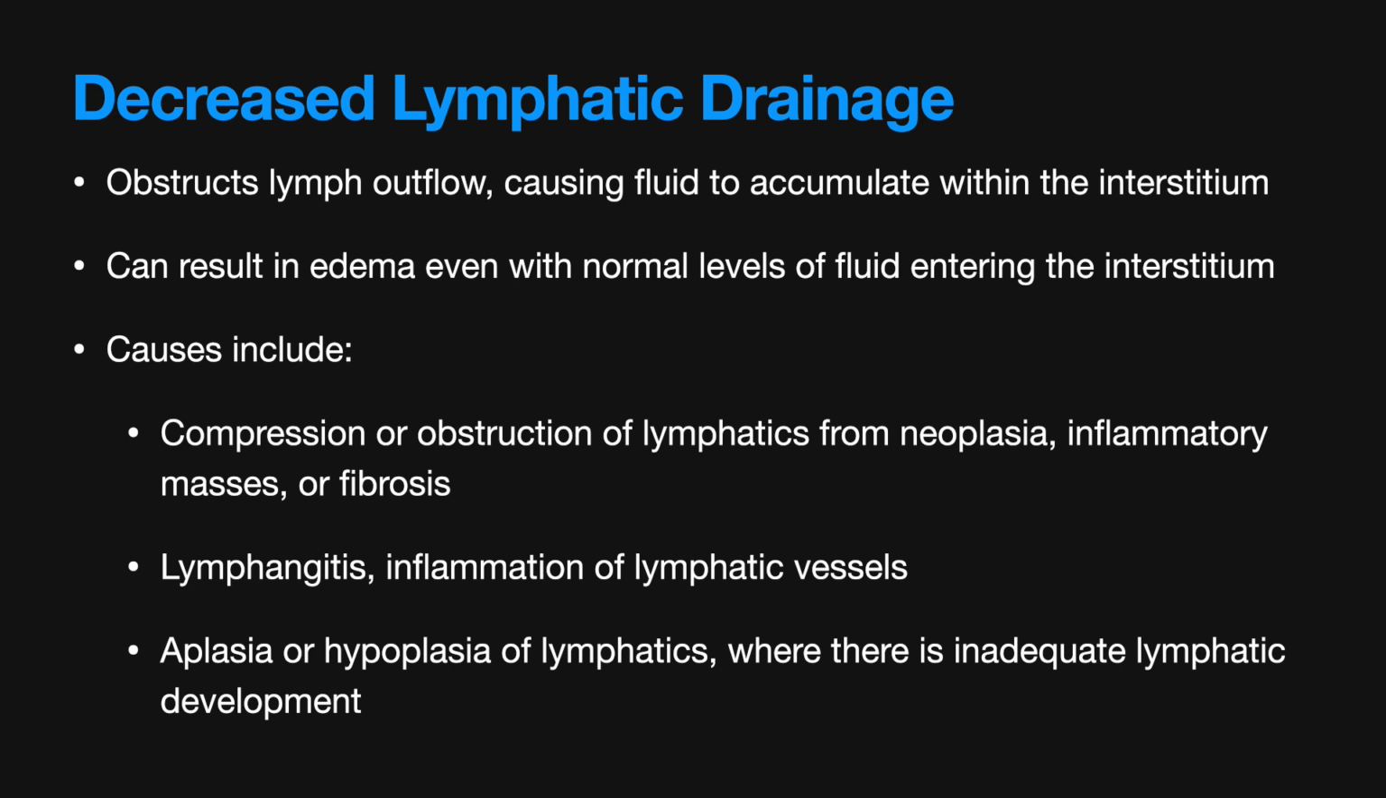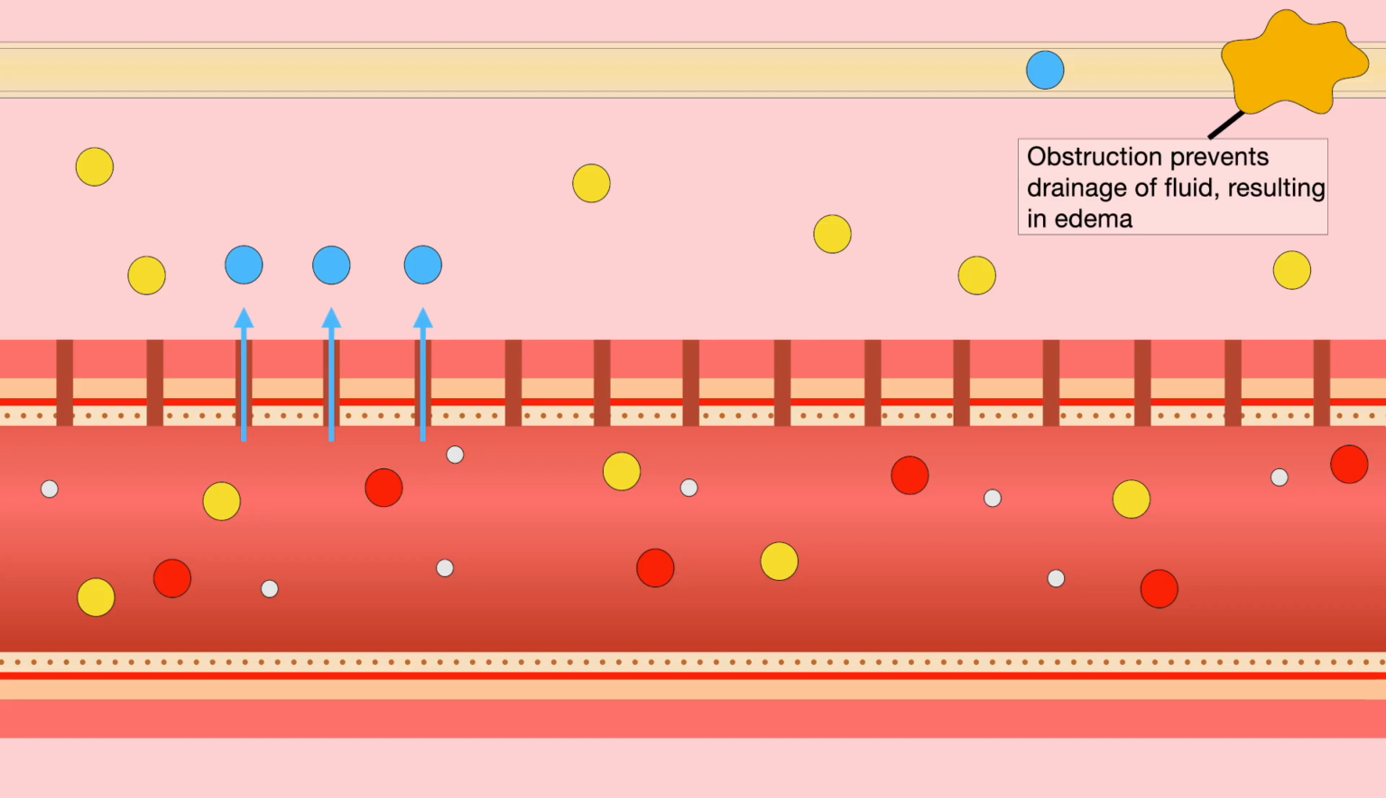It can also occur from lymphangitis, which is inflammation of the lymphatic vessels. Finally, in some animals, there may be aplasia or hypoplasia of lymphatics, which can cause edema because there's inadequate lymphatic development for a particular area. So, the basic cause of this type of edema is simply blockage of lymphatics, thus resulting in fluid accumulation due to inadequate drainage.